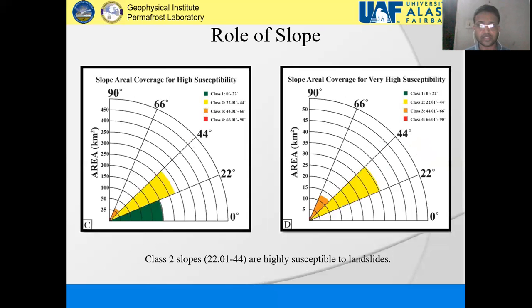I categorized slope in 4 categories. Class 2 slopes within 22 to 44 degrees are highly and very highly susceptible to landslides. I did not have the chance to further examine the role of aspect and slope. This is definitely a theme I hope to pursue in the near future.